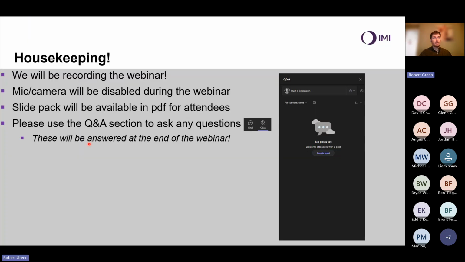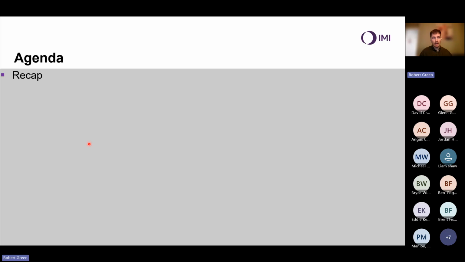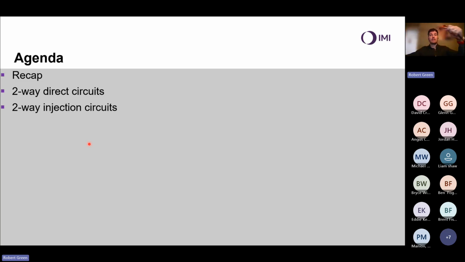So let's make a start on the material. Agenda to cover today in the next 40 minutes, 45 minutes or so: we're going to do a very quick recap on the last 3 sessions. We're then going to delve into some new material. The purpose of today's webinar is to get an introduction to different kinds of two-way control circuits. In particular, we're going to be looking at 2 types of circuit: a two-way direct circuit and a two-way injection circuit. And we're going to look at the different application ideas and different considerations one must take when designing, specifying, and installing these types of circuit.